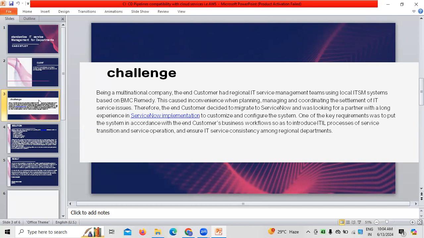One of the major key requirements identified here is to put the system in place according to the end user customer business workflows, because business workflows may vary depending on the kind of process they follow, right? So by introducing different ITIL processes of service transition and service operations, this must lead to ensuring IT service consistency among regional departments. This is where generally, being a BA, one has to understand and identify the challenge. That's what the challenge is all about.